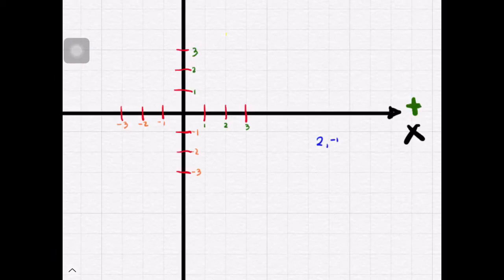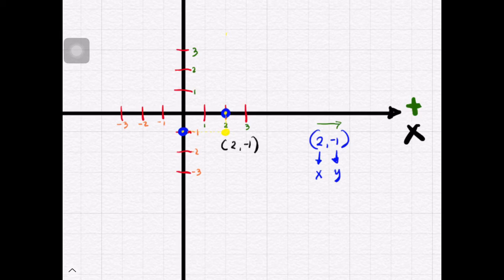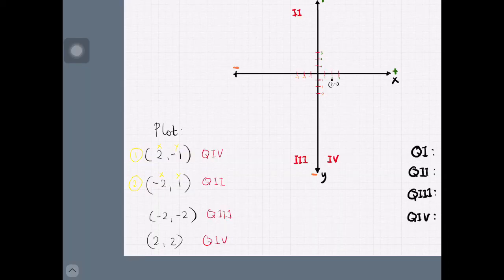Now, in plotting 2, -1, notice that we have 2 for x and -1 for y. It's preferable that when you plot, the direction would be from x to y. That is, try to trace the path of x that will coincide with the path of y. And yes, the intersection of these paths would be the coordinate of the given point. And so for the rest of the points, notice that this would happen.